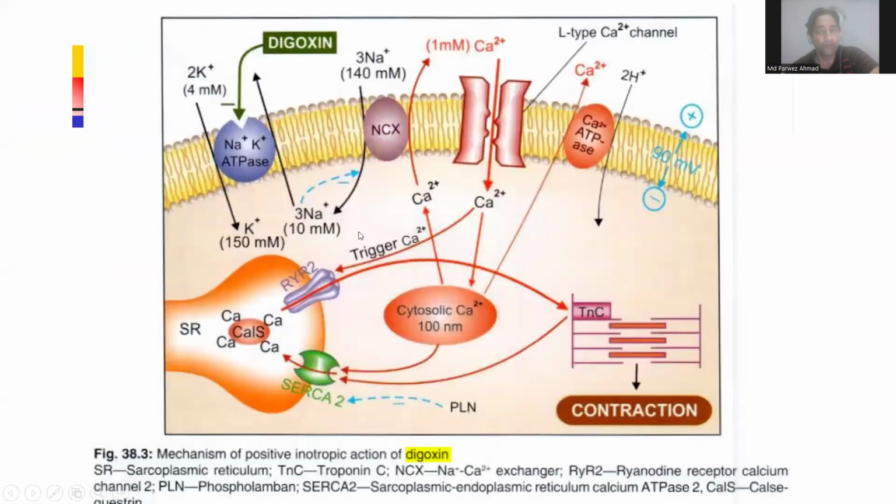Now the mechanism of action. During the depolarization at the SA node, 1% of the calcium enters into the cardiac cell via the L-type calcium channel. This 1% of the calcium activates the RYR2, that is the ryanodine receptor. Once this receptor RYR2 is activated, it stimulates or catalyzes the massive release of stored calcium in the sarcoplasmic reticulum.